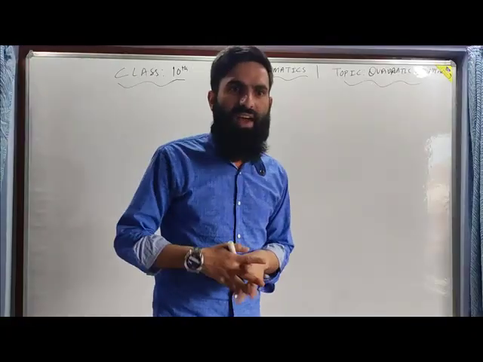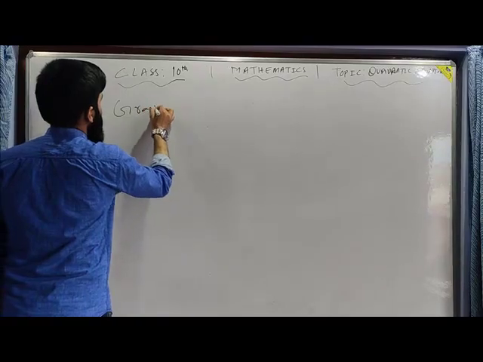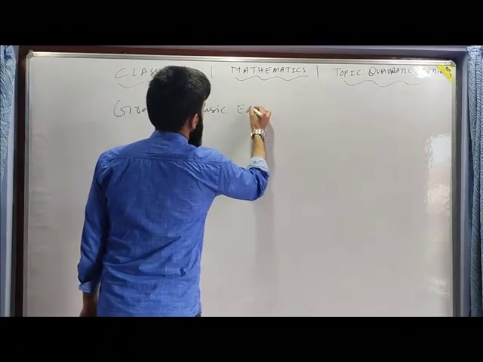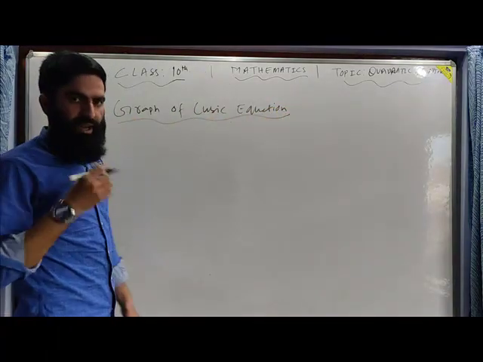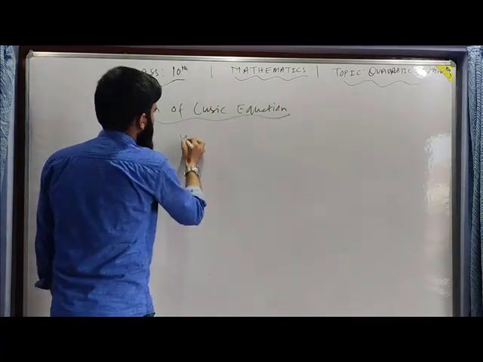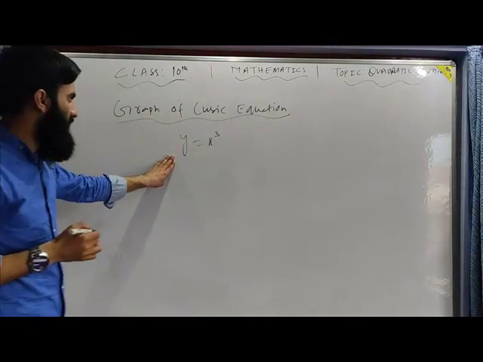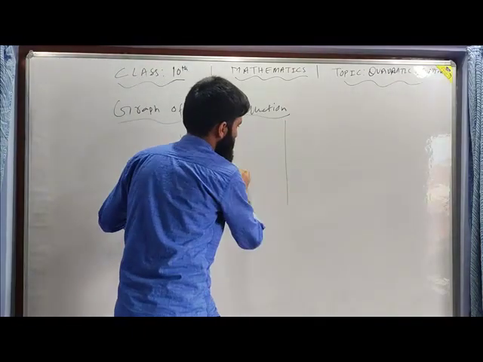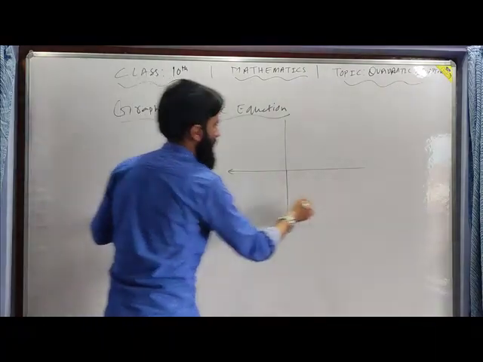Now we will discuss the graph of a cubic equation. So y is equal to x cube. Let's consider this kind of a cubic polynomial. Now if we have to sketch its graph, how are we going to sketch that? By putting in values.